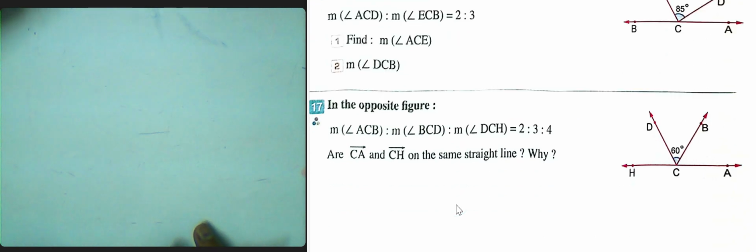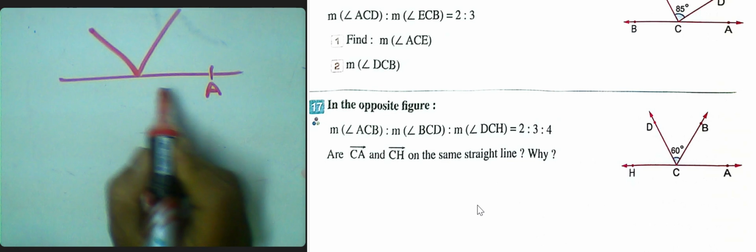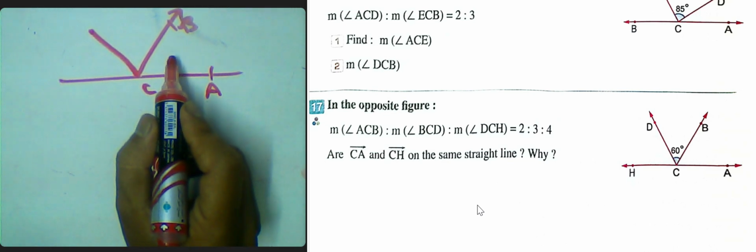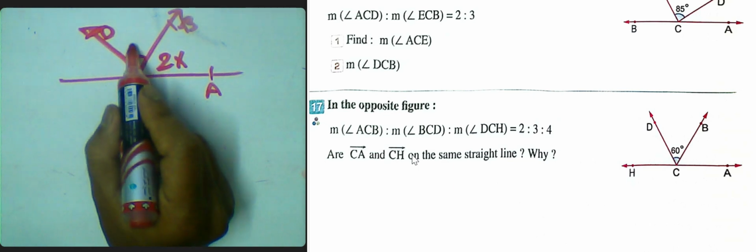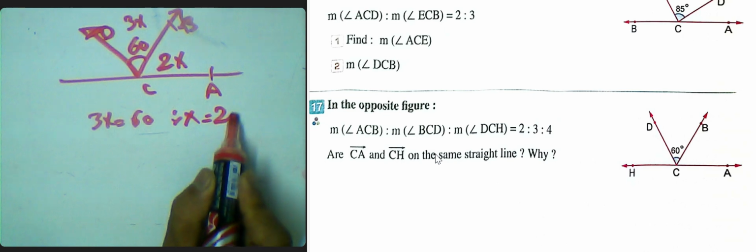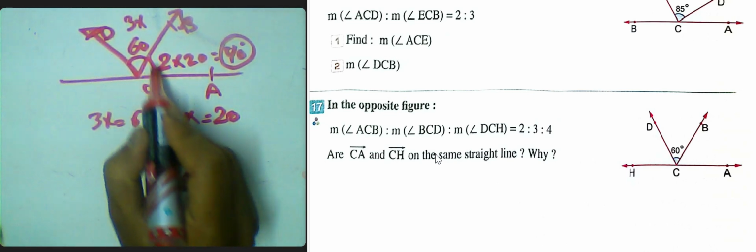Okay. Questions here. He gave this example: the ratio between three angles. ACB was 2, I will write x behind it. And BCD, this angle was 60. He gave us 3. I will write 3x here equals 60. Then 3x equals 60, then the value of x equals 20. Then 20 times 2 equals 40. Then the measure of this angle will be 40 degrees.